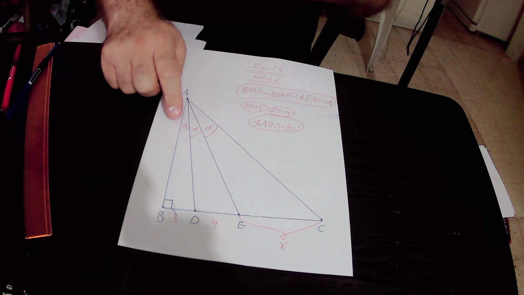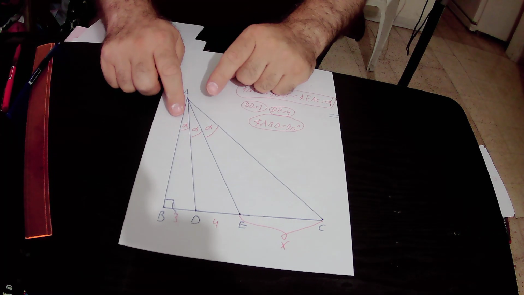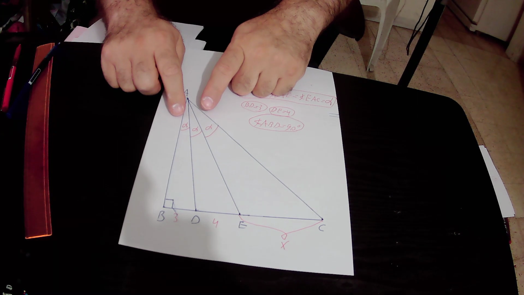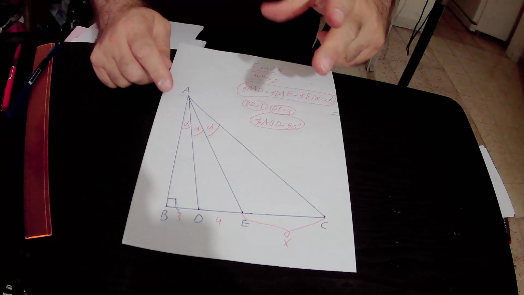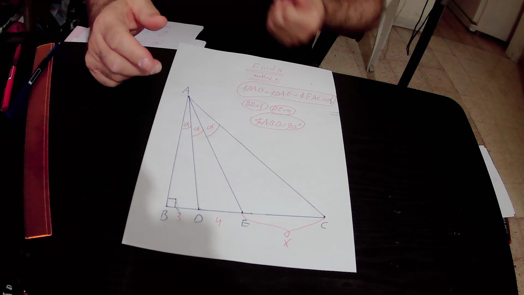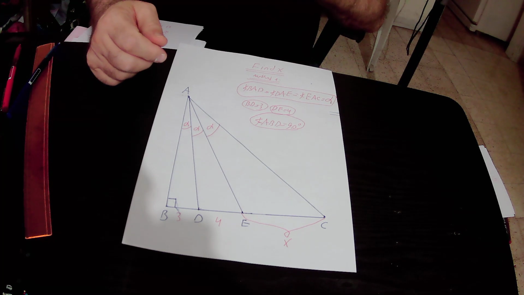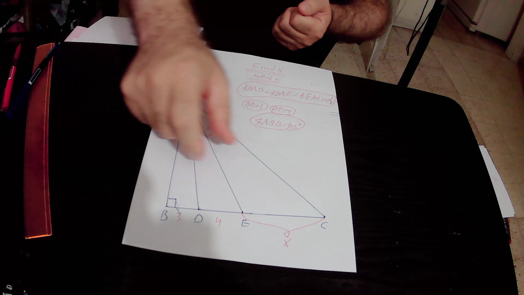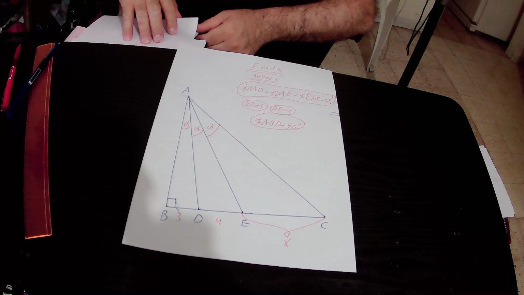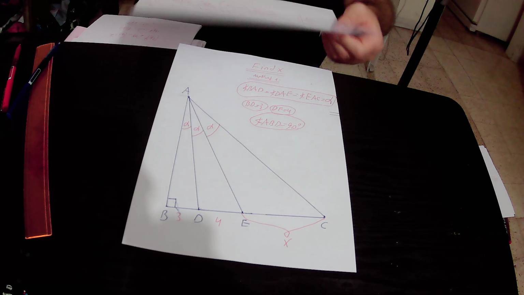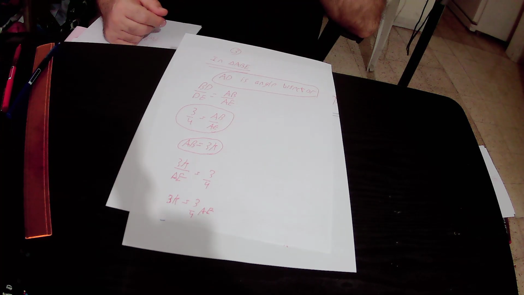It divides angle BAE into two equal angles, alpha and alpha. Therefore, AD is angle bisector on triangle ABE. And according to the rule of angle bisector, BD over DE must be equal to AB over AE.